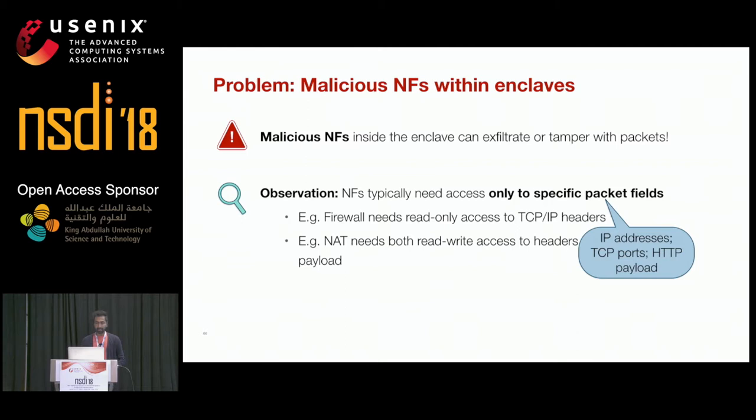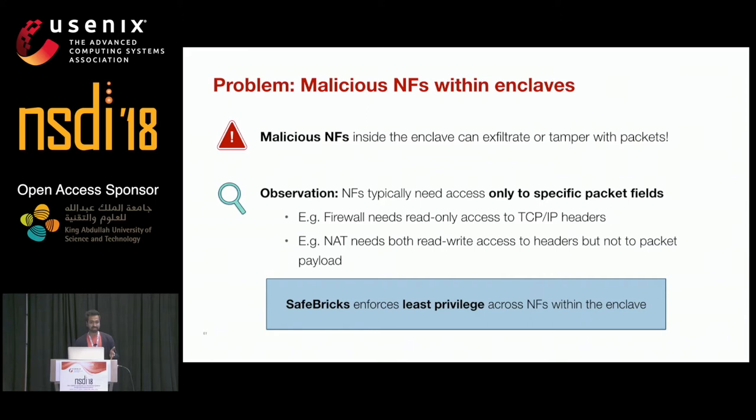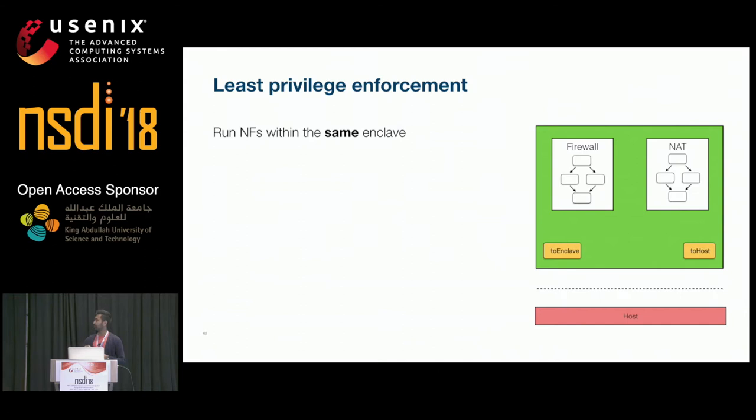So in SafeBricks, we compromise. Instead of not trusting NFs outright, we enforce least privilege across them, which means we only trust NFs with the amount of information they need to function properly. So what we want to do is run all the NFs in the same address space within the same enclave. Packets should be ingested once and decrypted. They then cycle through all the NFs sequentially, and then they return outside after being encrypted.